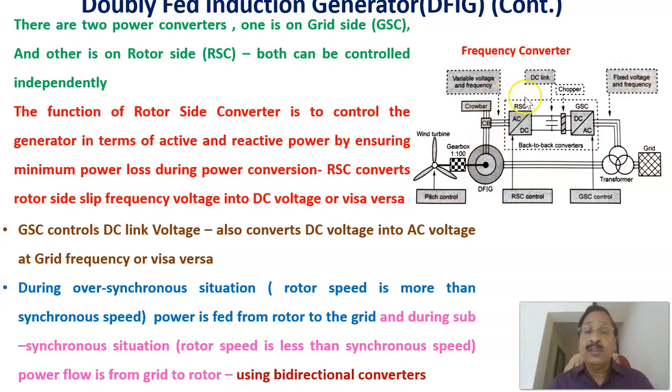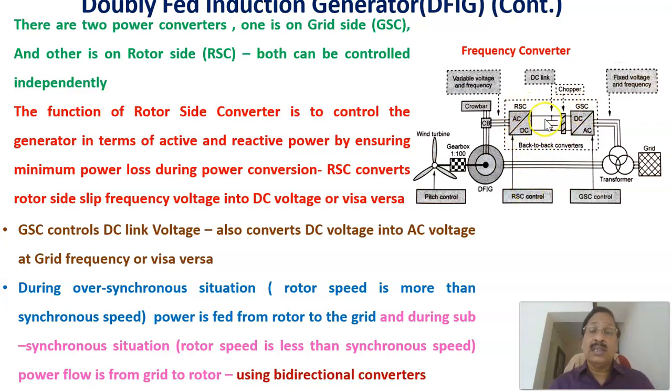So the power flow will be in this direction if the rotor speed is more than synchronous speed. During over synchronous speed, the rotor speed is more than the synchronous speed, and the power is fed from the rotor into the grid. During subsynchronous speed, that is, if the rotor speed is less than the synchronous speed, the power flow will be different. That power flow will be from the grid side into the rotor side. In that case, this is working as a rectifier, and this is working as an inverter.